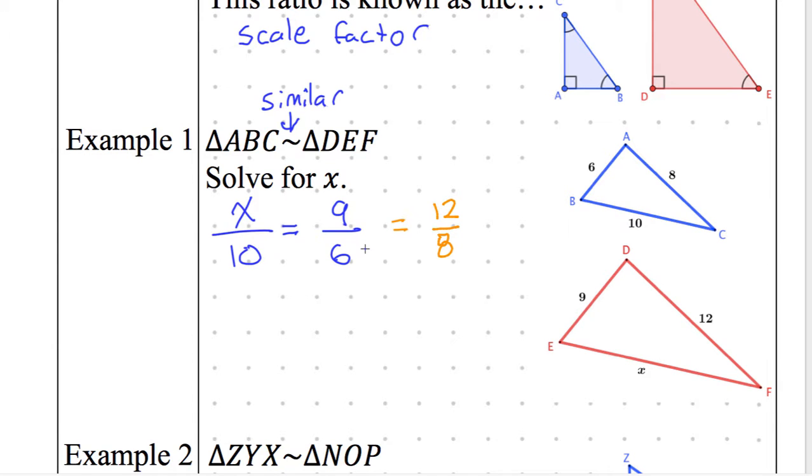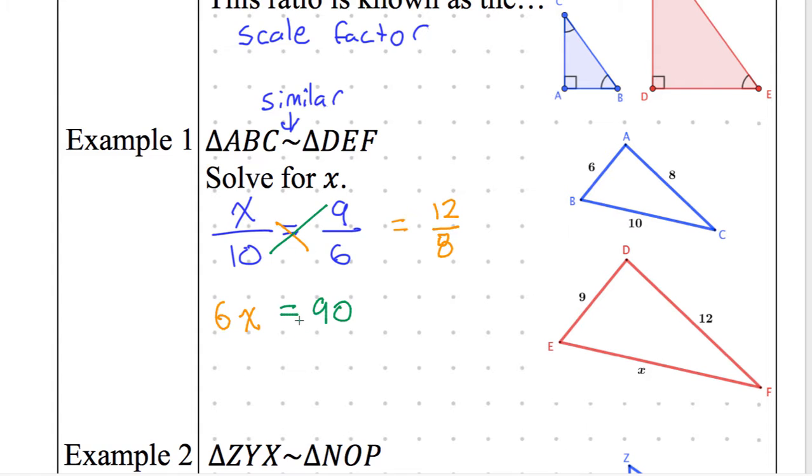I can solve this by cross multiplying. So I'm going to cross multiply here. Multiply 6 times x. 6 times x is 6x. And I'm going to cross multiply the other direction. 9 times 10. 9 times 10 is 90. It doesn't matter the order in which you cross multiply. I'm just going to cross multiply it to make it a nice and easy equation.